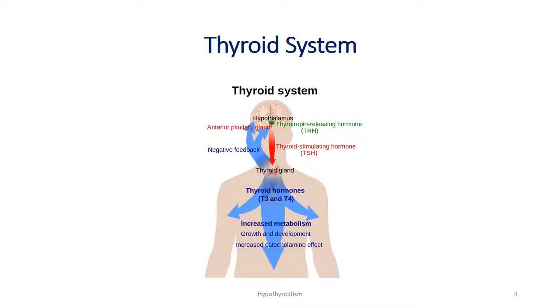Let's quickly review the anatomy of the thyroid system. The anatomy of the thyroid system starts with two master glands, the hypothalamus and pituitary gland. Thyrotropin-releasing hormone, or TRH, is released first, which initiates the release of thyroid-stimulating hormone, or TSH. TSH then induces the thyroid gland to produce its thyroid hormones, mainly T3 and T4.